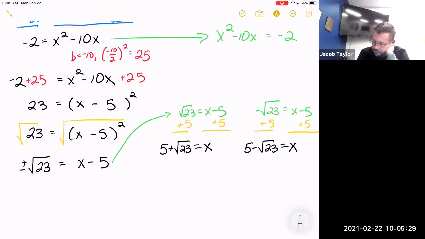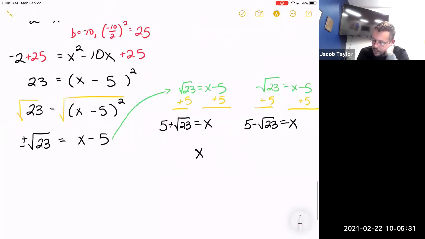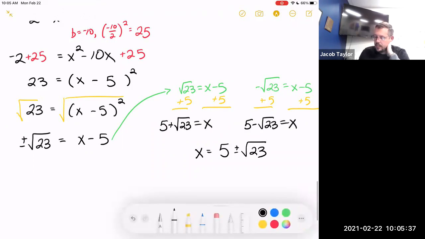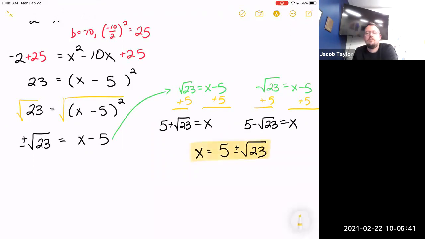And that's it. If you really want to impress the ladies at the math party, you can write this as 5 plus or minus the square root of 23. And that is a pretty clever way to write the answer. Instead of writing two answers, you just put a plus minus.